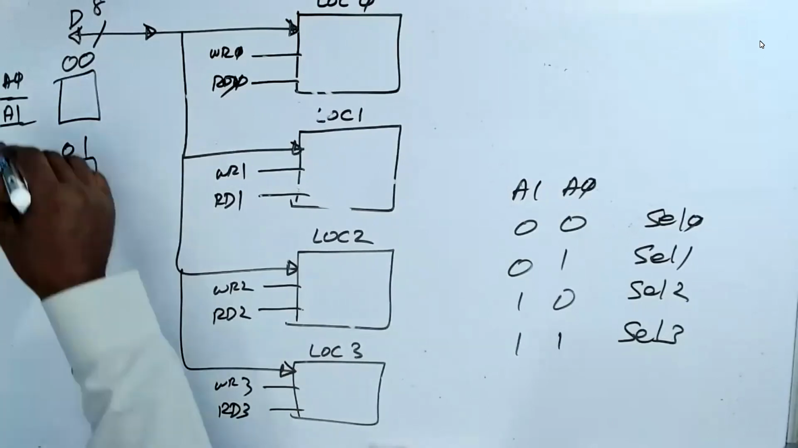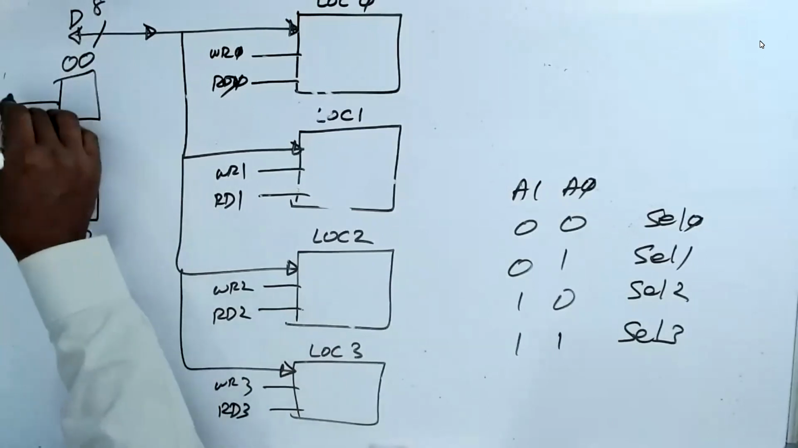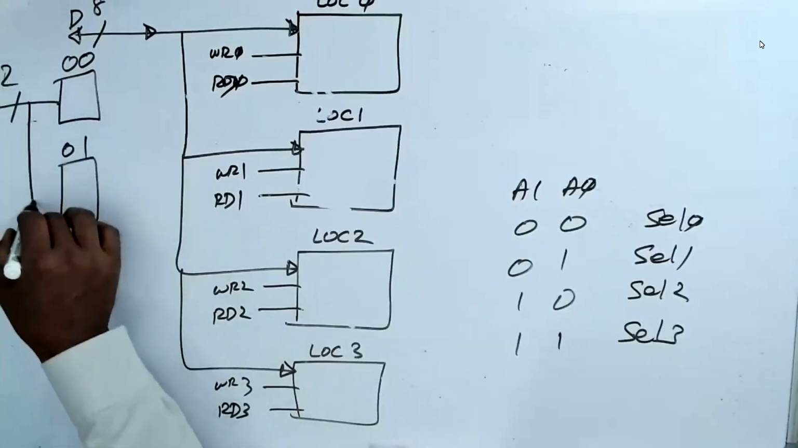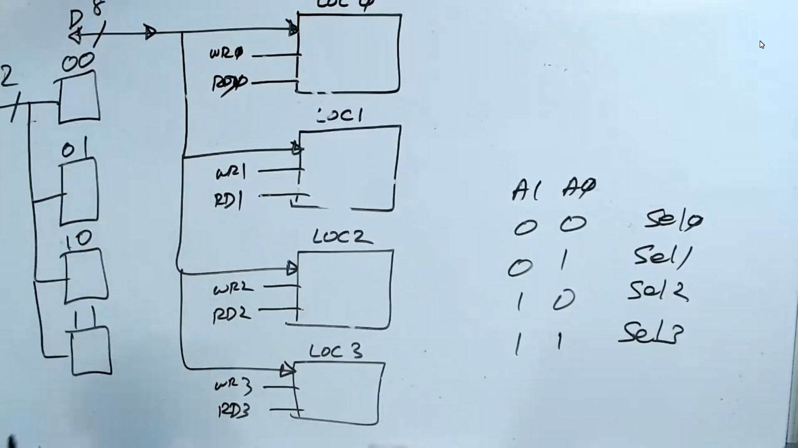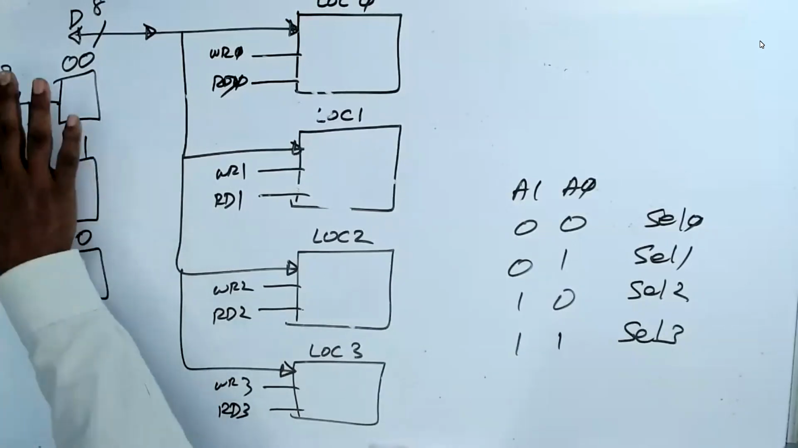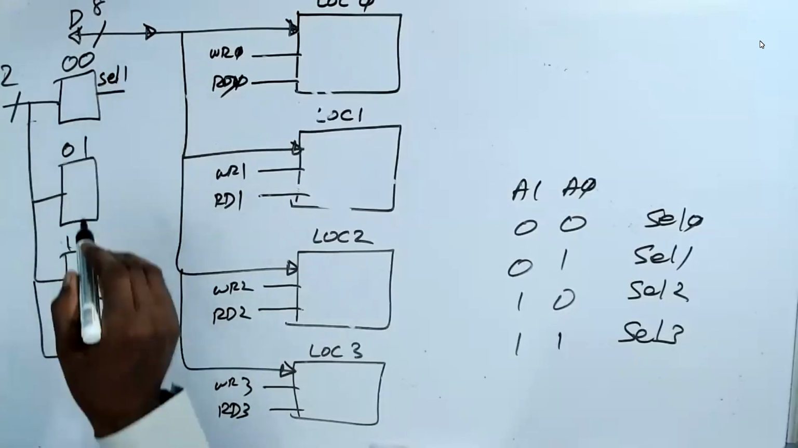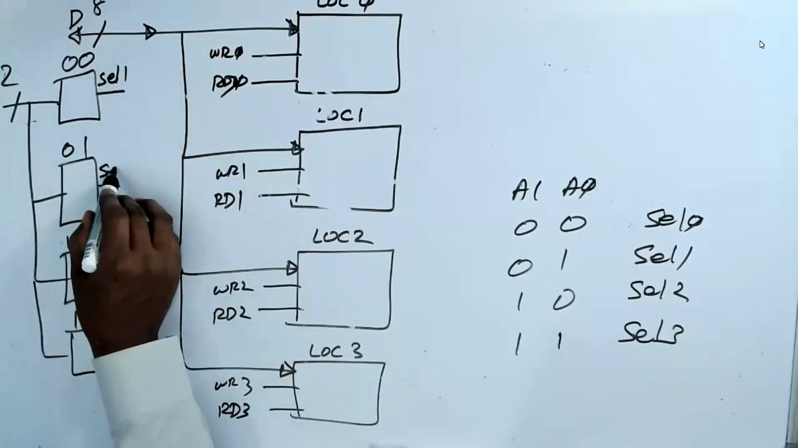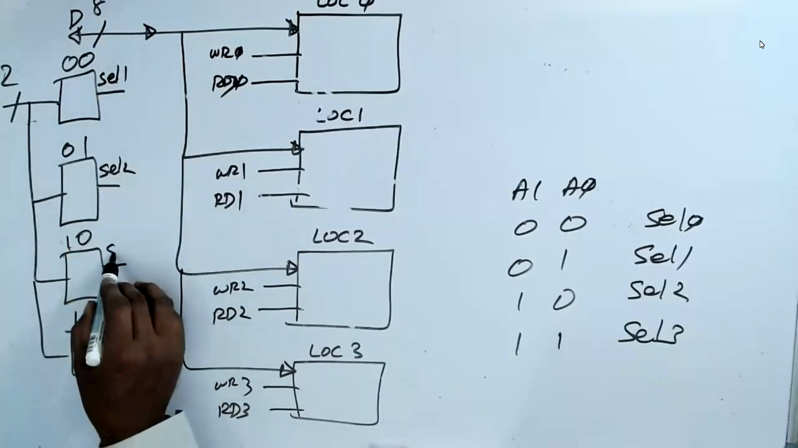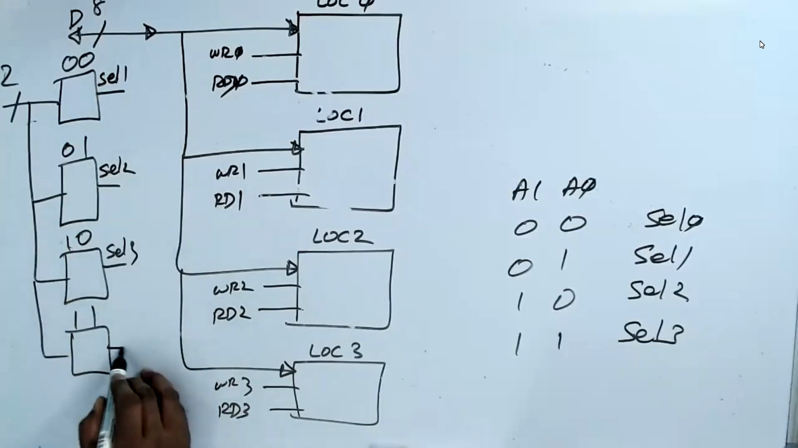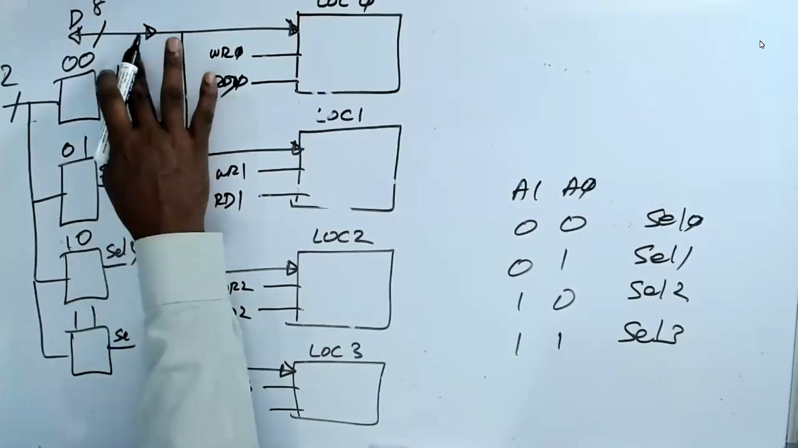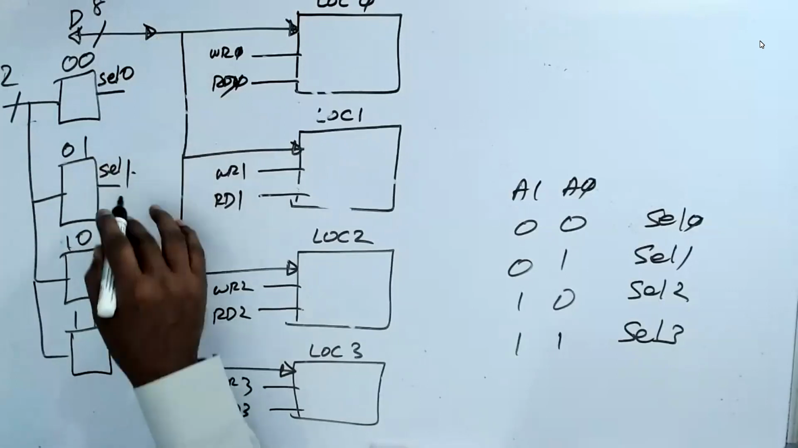Now these 2 signals, let me draw like this, /2, going to everyone. Till this point, very clear. Am I right? So I get here select 0, here select 1, here select 2, here select 3.